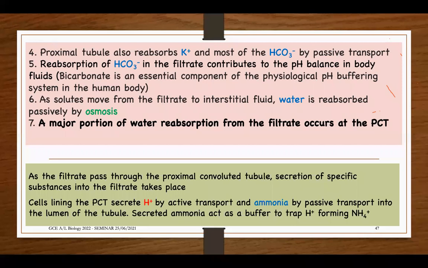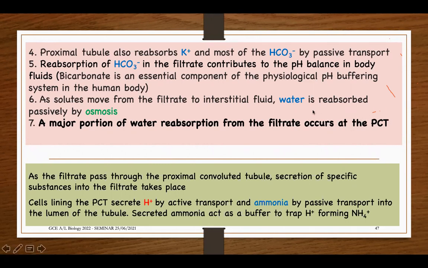Bicarbonate reabsorption is also important because it helps in the pH balance, acting as a buffer. Bicarbonate is important in acting as a buffer to maintain the pH of the blood. So bicarbonate will also be taken back into the blood passively. And of course, water will be taken into the blood vessels passively by osmosis. Because we have cell membranes in the cells, osmosis is the method by which water will be absorbed back.